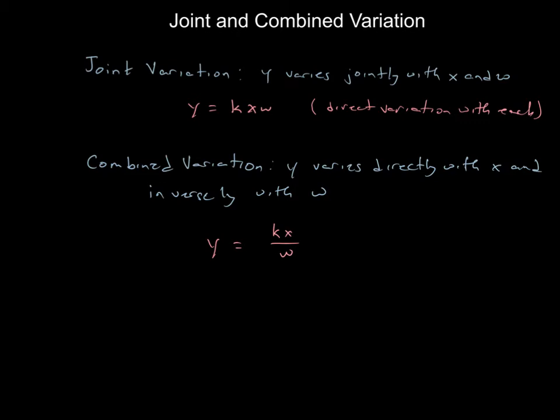The other ones you have are joint and combined variations. In a joint variation, y varies jointly with x and w. When you're dealing with a joint variation, it's always going to be two or more direct variations. So when it says y varies jointly with x and w, you know y is going to be k times x times w, direct variation with each. In a combined variation, it won't say combined. You'll see both in there. So it'll say y varies directly with x and inversely with w. So y is going to be k times x over w.